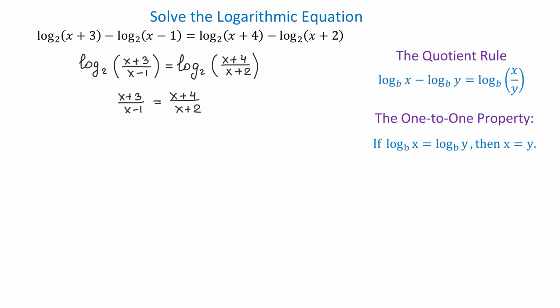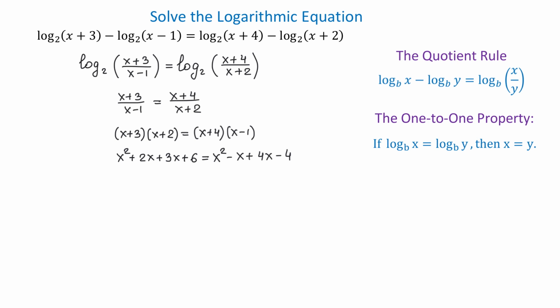Now from here to solve for x, we can use cross multiplying. We will write that x plus 3 times x plus 2 equals x plus 4 times x minus 1. If we use FOIL on each side, we will get that x squared plus 2x plus 3x plus 6 equals x squared minus x plus 4x and minus 4.